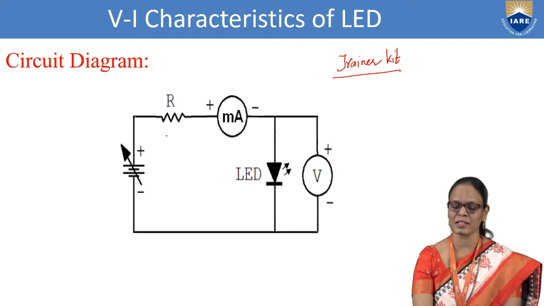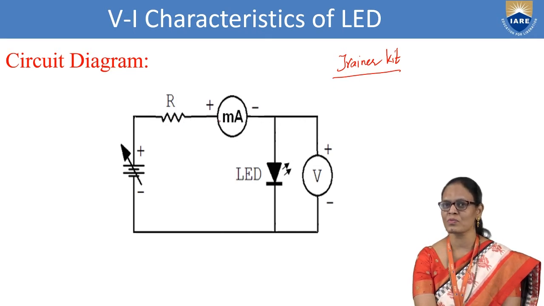We can adjust the resistance in the circuit, say 1K or 2K ohm, 2 kilo ohm and so on. Then we have a milliammeter to measure the current. The milliammeter is connected in series in the circuit because whenever we connect an ammeter, it is in series.